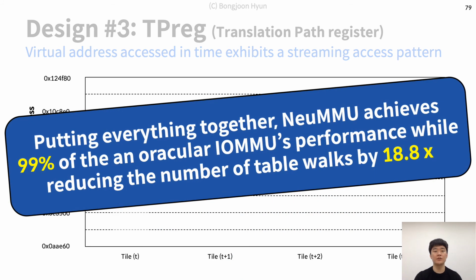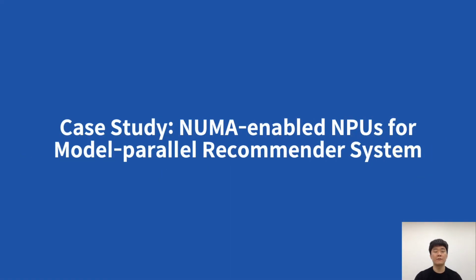Overall, our proposed new MMU architecture reaches 99% of the performance of an oracular IOMMU, while significantly reducing the number of page table walks by 19x, which helps improve energy efficiency as well. So far, we have focused on enabling address translation in MPUs with our new MMU architecture design. With our new MMU in place, we are now able to properly support NUMA capability in model parallel deployment of memory capacity limited recommender systems, as we have outlined in the early part of this presentation.